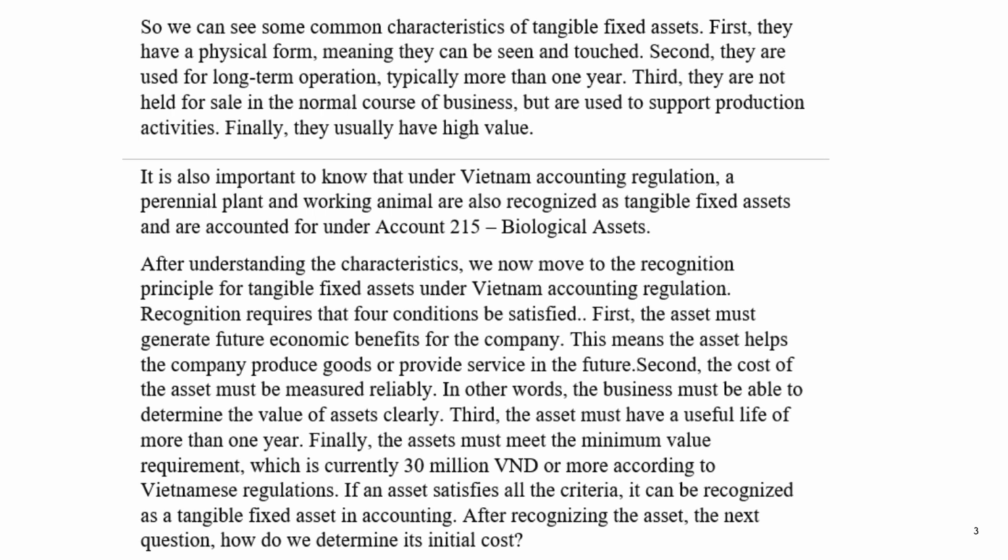According to accounting principles, a fixed asset is recorded at its initial cost. The initial cost includes all costs necessary to bring the asset to the location and condition ready for use. There are 3 main components. First is the purchase price, which is the amount paid to acquire the asset. Second are non-refundable taxes, such as import tax. Third, costs directly attributable to bringing the asset into operation, such as transportation, installation, testing, and professional fees.